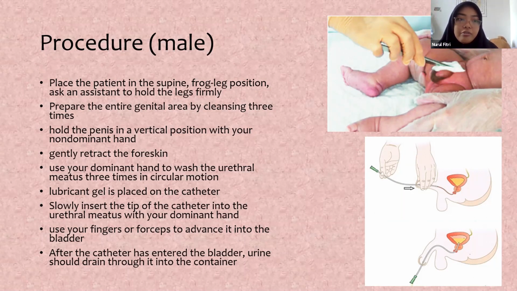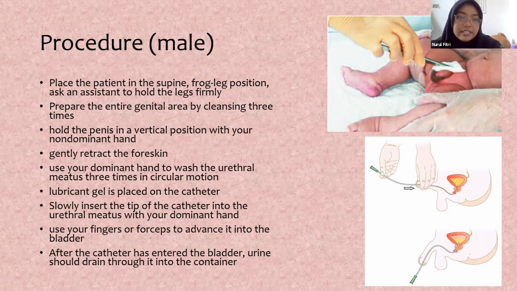Just like in the picture, we place the patient supine with the legs in the frog leg position. We ask an assistant to hold the legs firmly so that we can stabilize the pelvis and also expose the full genital area. And then this is an aseptic procedure, because one of the complications is iatrogenic infection. So we must prepare the entire genital area by cleansing three times using standard aseptic technique.